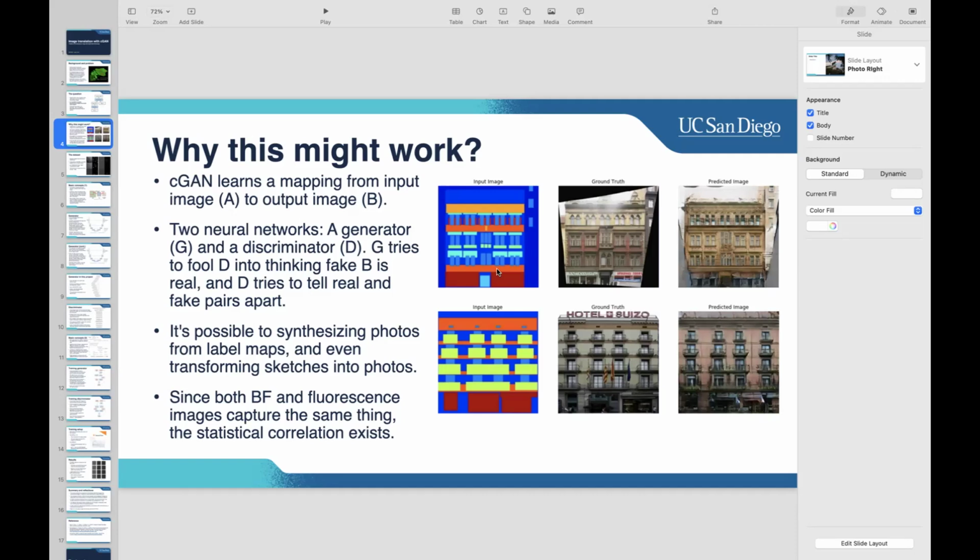The generator tries to fool the discriminator into seeing the fake output as real, and the discriminator tries to tell between the real and fake. So it is possible to synthesize photos from labeled maps. For example, this is the best example I can find, and even transforming sketches into photos. Since both bright field and fluorescence images capture basically the same cells and structures, the statistical correlation exists.